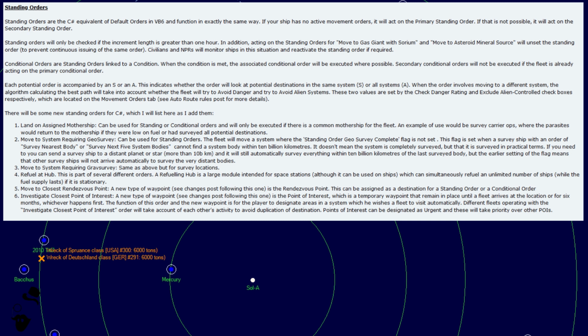So I'm very much liking this overhaul of default orders. I personally feel that default orders in VB6 are very minimal in benefit. There are a few of them that are pretty good, like survey nearest bodies and stuff like that. But for the most part, a good chunk of them are pretty much useless. So this change will be really good, especially if we have the possibility to potentially expand on this further down the road with some suggestions to Steve that he's willing to implement.